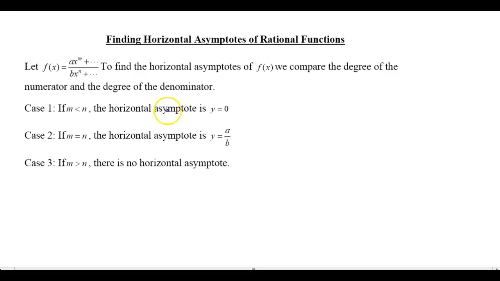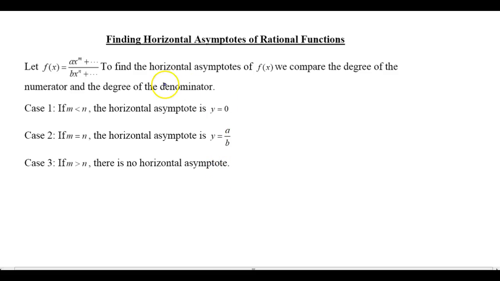Now, if that happens, the horizontal asymptote is 0. The second case is if m equals n. They have the exact same degree in the numerator and in the denominator. And in that case, the horizontal asymptote is y equals a over b, the leading coefficient in the numerator over the leading coefficient in the denominator. And in case 3, if m is greater than n, there is no horizontal asymptote.